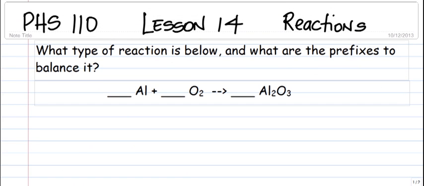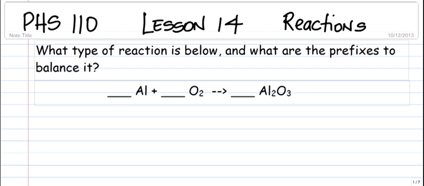A common question you can be asked when discussing the types of chemical reactions is, what type of chemical reaction do you have? And how do you balance the chemical reaction? So let's do a couple of examples of these, and I'm just going to combo them. Below you'll see a chemical reaction written out for you, and we're answering the question, what type of reaction is it, and what are the prefixes or the coefficients that you put in front of it to balance it?